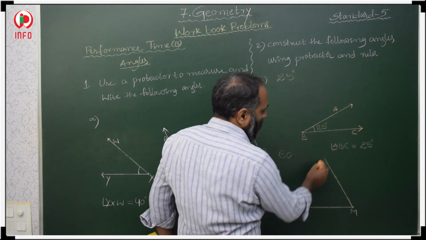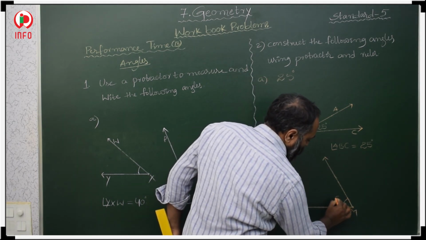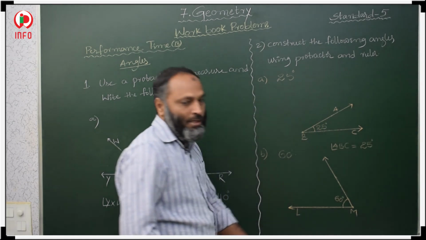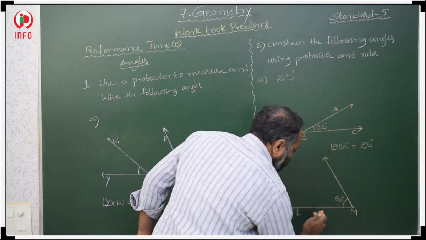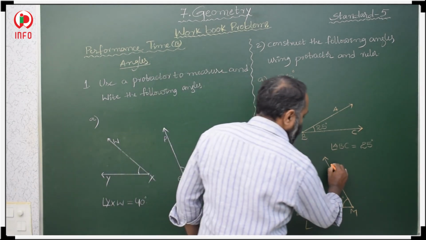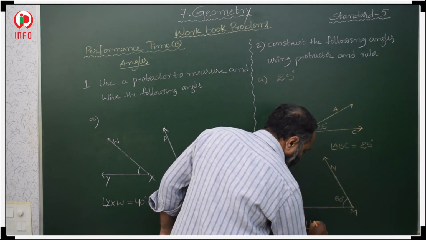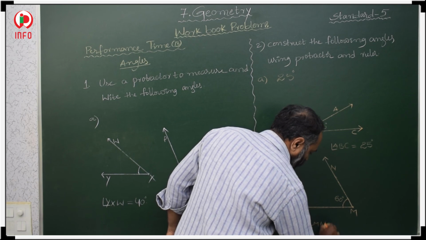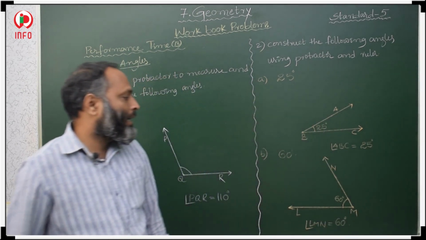This is the angle, 60 degrees. This represents a 60 degree angle. Then first we have to write the angle symbol, with M, the vertex, in the middle. So we write N: L, M, N. Angle LMN is equal to 60 degrees.